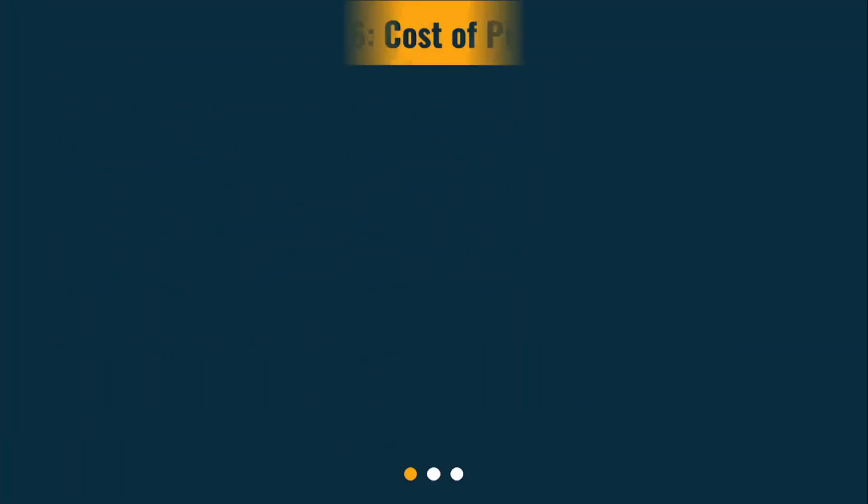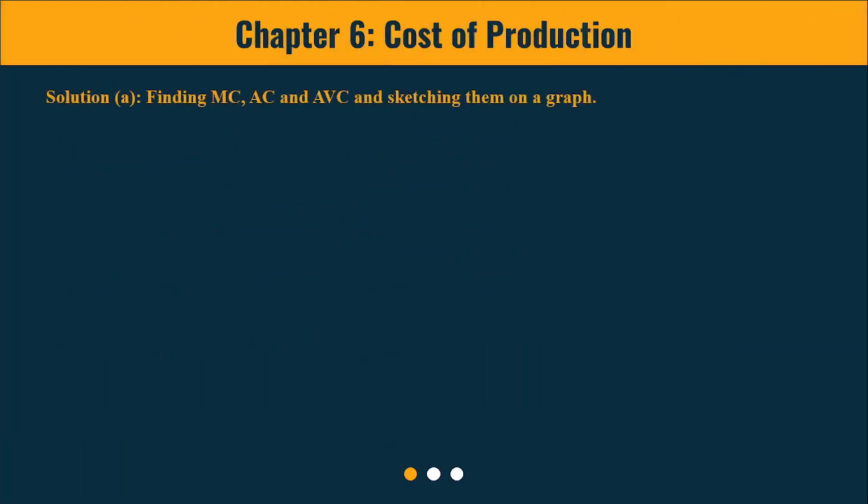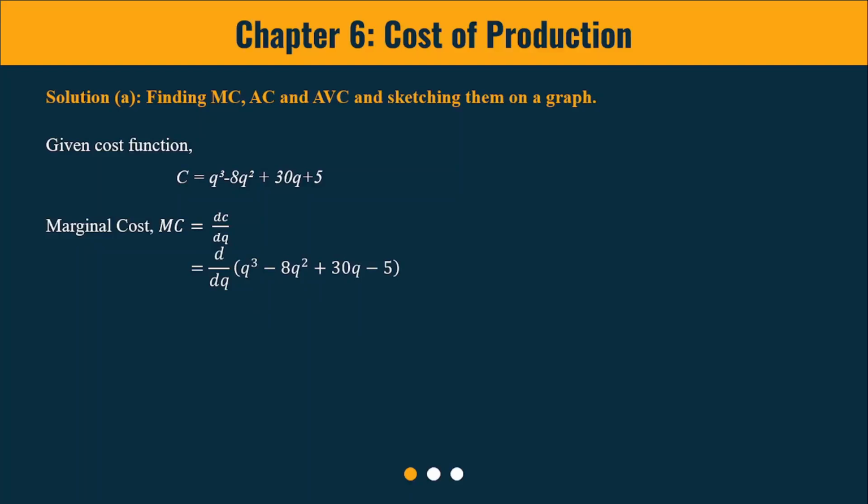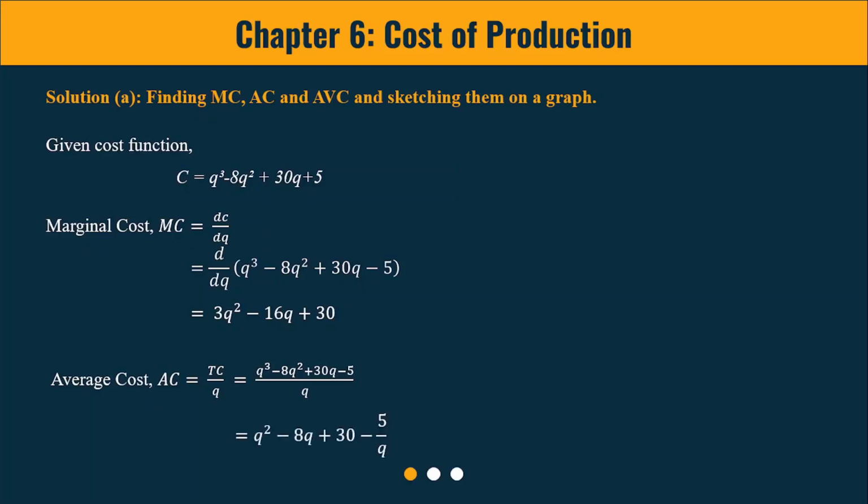At first, we will find MC, AC and AVC and sketch them on a graph. Our given cost function is C is equal to q cube minus 8q square plus 30q plus 5. To find the marginal cost, we simply differentiate the cost function, and our marginal cost will be 3q square minus 16q plus 30. After that, to find the average cost, we divide the total cost by quantity and we will get q square minus 8q plus 30 plus 5 by q.